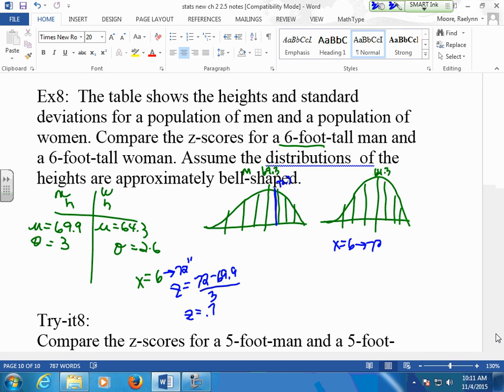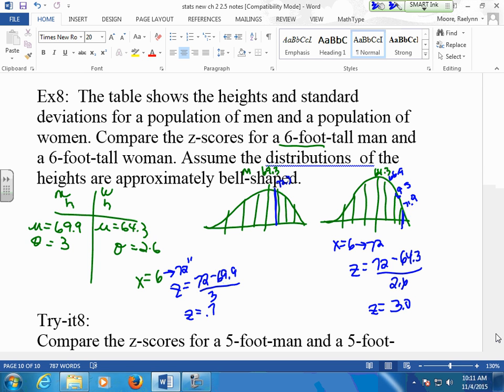This is also 72 inches. Now if I add 2.6 and 2.6, so this has become 66.9. So 72 inches is pretty far up here. So it's pretty far up here to be a 6-foot woman, right? So let's find their z-score. Use their mean, use their standard deviation, and locate their z-score. So their z-score is 3.